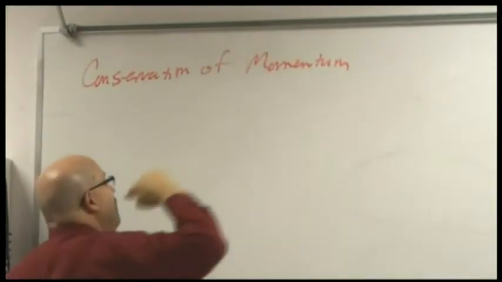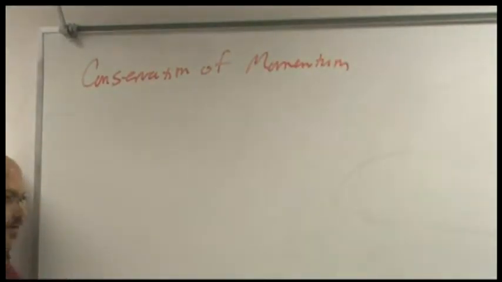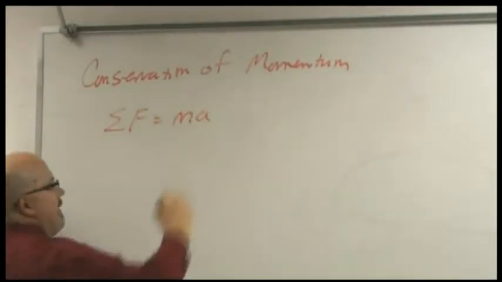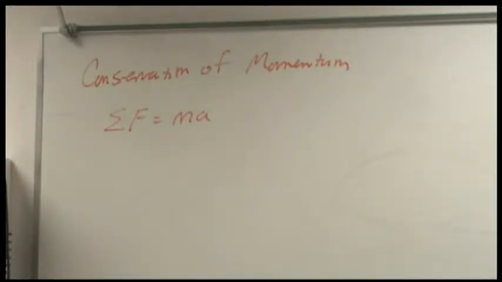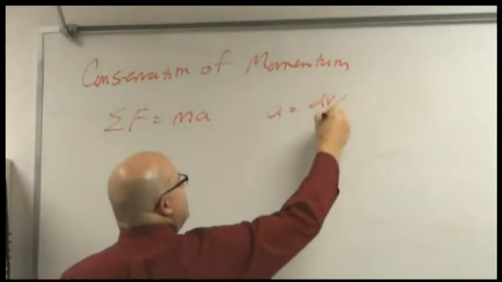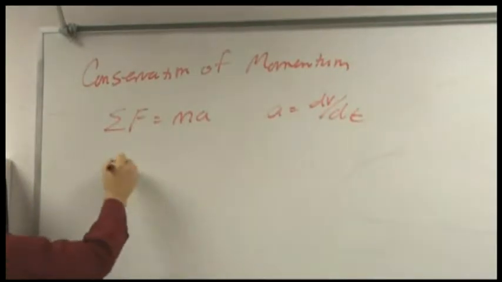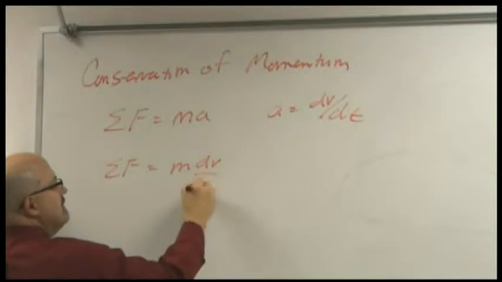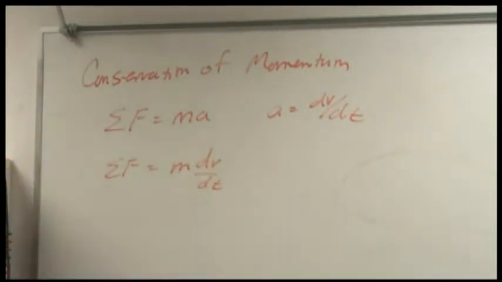Okay, conservation of momentum. Now you remember, the sum of the forces equals ma. But a is really dv dt. So if we plug that in, we get the sum of the forces equals m dv dt. All right. If we assume that mass can change, which it could in the most general sense, mass could be changing as things go on.